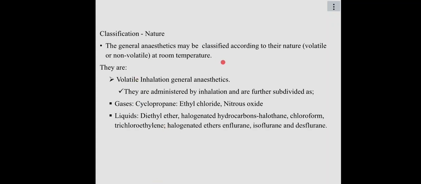The general anesthetics may be classified according to their nature, whether they are volatile or non-volatile at room temperature. These are the volatile inhalation general anesthetics. They might be liquids at room temperature; you add just a little bit of pressure or temperature and you volatilize them, and then the person inhales. They are administered by inhalation and further subdivided.